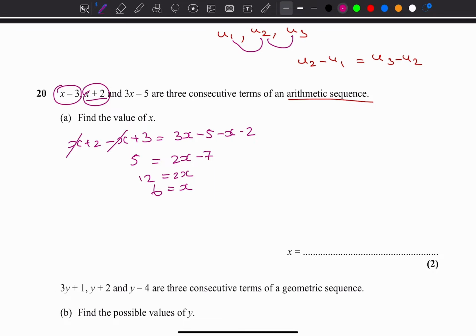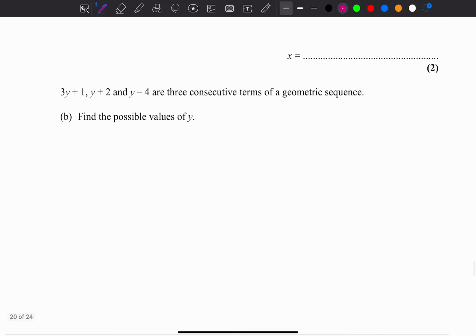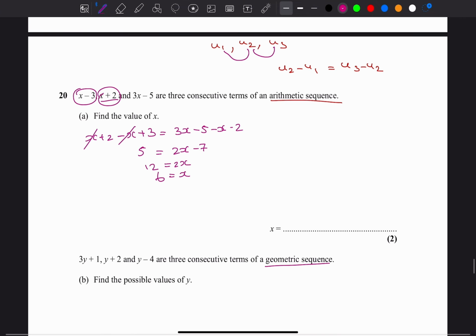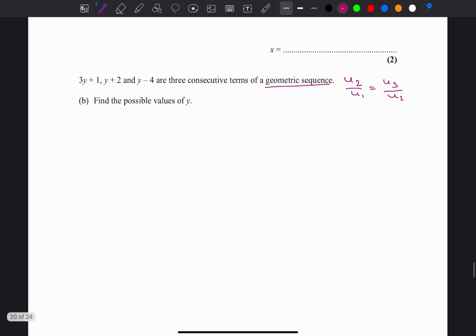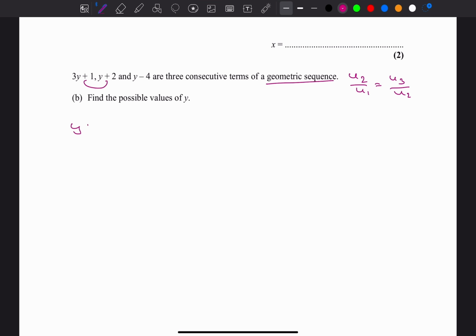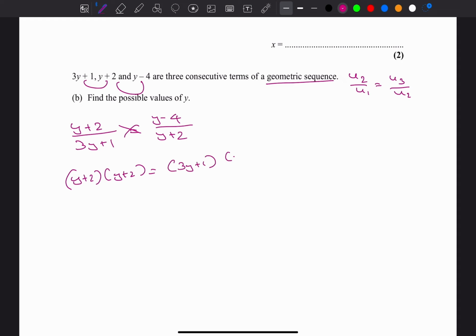Okay, next one. If it's a geometric sequence, if those are u1, u2, instead of take away, it's divide. u2 divide u1 equals u3 divide u2. So basically, this divided by this equals this divided by this. So let's see, that divided by that, so y plus 2 over 3y plus 1 equals y minus 4 over y plus 2. Cross multiply it. So I go y plus 2 here, 3y plus 1, and then y minus 4 on that one.